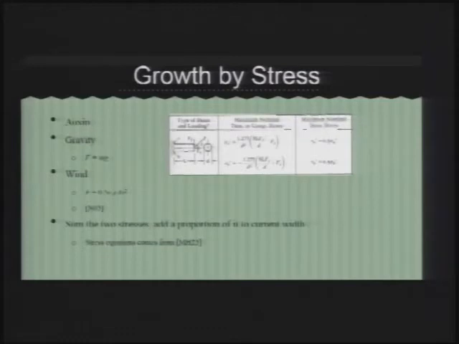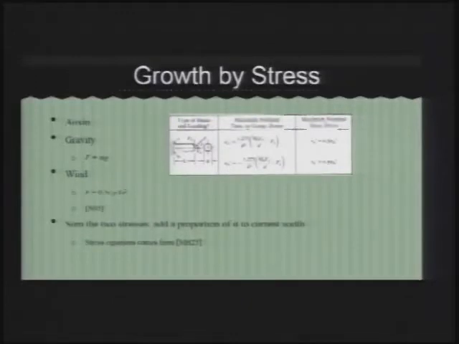So trees release the hormone auxin when they're under stress, which directly results in the release of cambium, which then results in tissue growth. So we propose that trees grow in proportion to the stress they feel. At the segment level, we calculate the gravity and the wind forces. The wind force is a little more complicated, so I'll go into detail there.